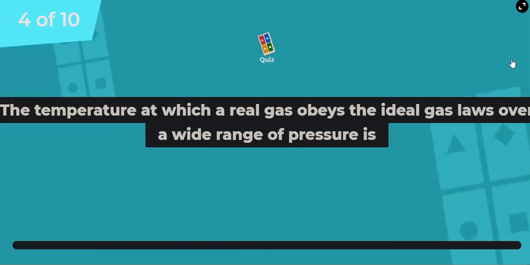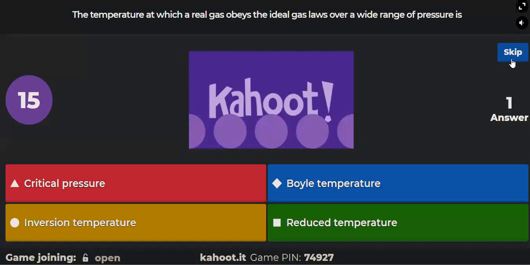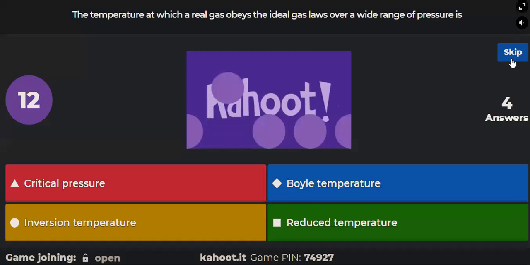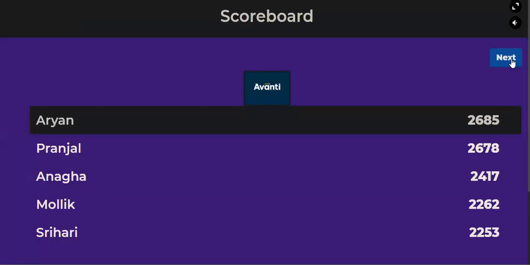These questions should take only 10 seconds. The temperature at which a real gas obeys the ideal gas law. See, only 10 seconds left. You have a habit of answering late. You won't be able to answer this. 4 seconds left. 3 seconds, 2 seconds, 1 second. Time's up. Only 26 answers. It is Boyle's temperature. It is a basic definition.